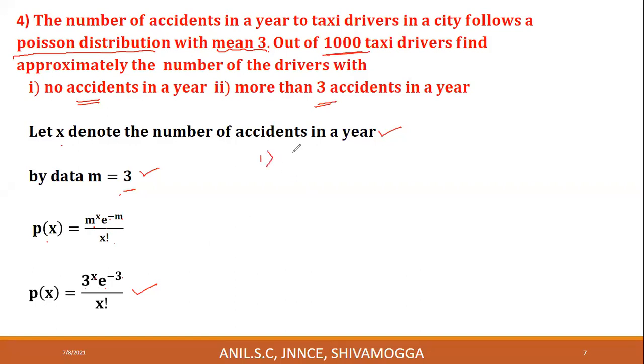First case. Out of 1,000 taxi drivers, find approximately the number of drivers with no accidents. Here x denotes the number of accidents, and no accident in a year means x must be 0. Therefore, we calculate P of 0. Put x is equal to 0 here and calculate.